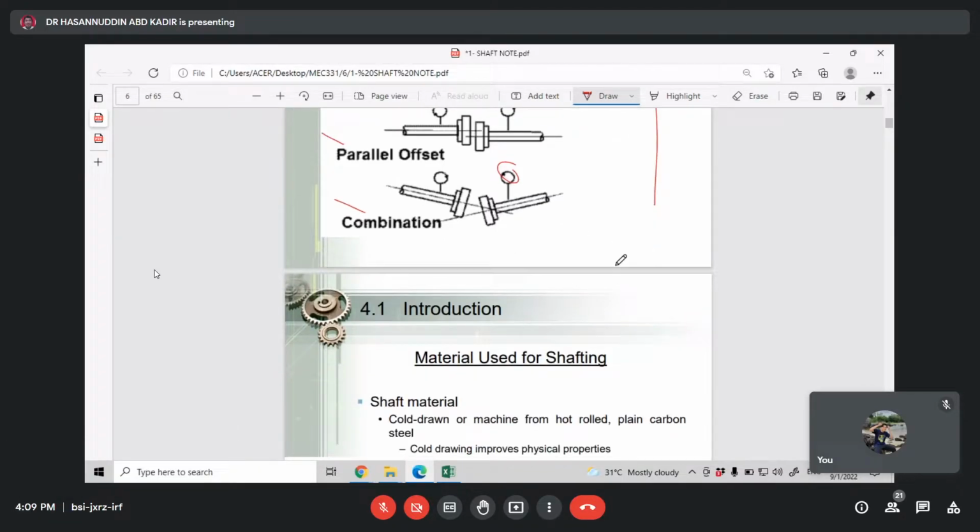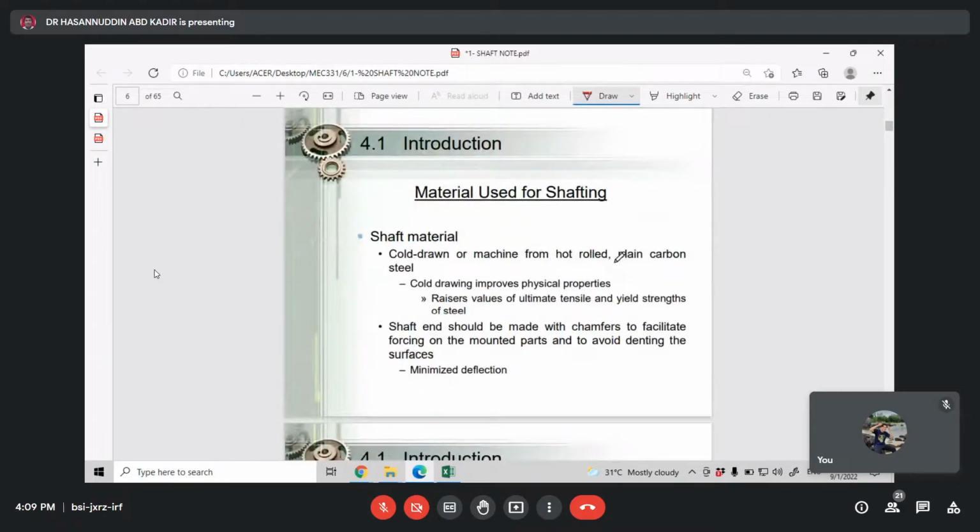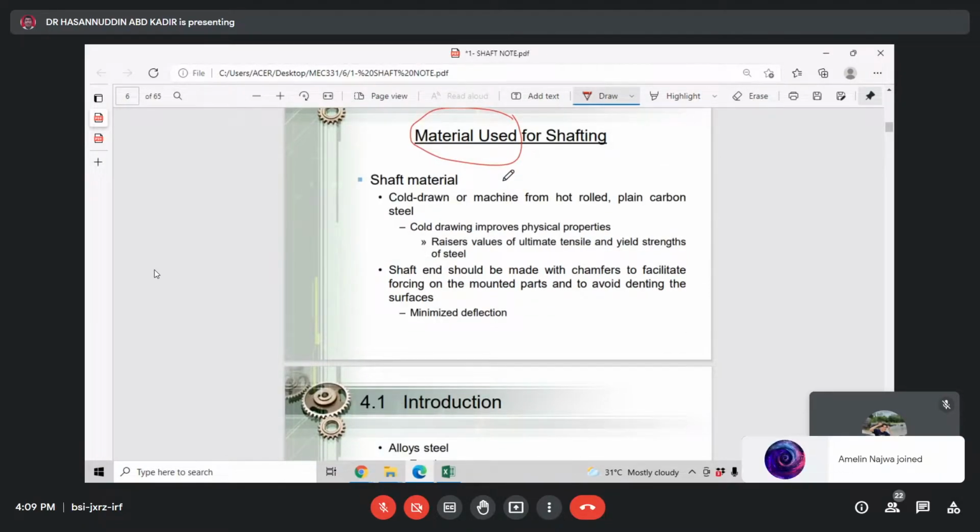Tak penting sangat. So when we apply the shaft, when we want to use the shaft, we must have selection of the good material. So depend on the application lah, shaft ni. So when you talk about shaft, they always have on the heavy duty punya application.